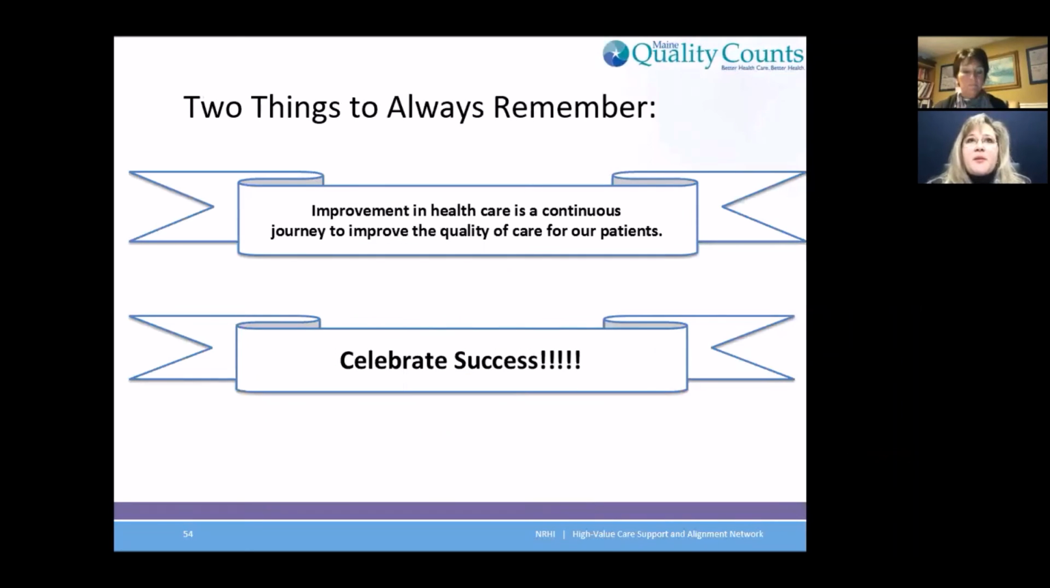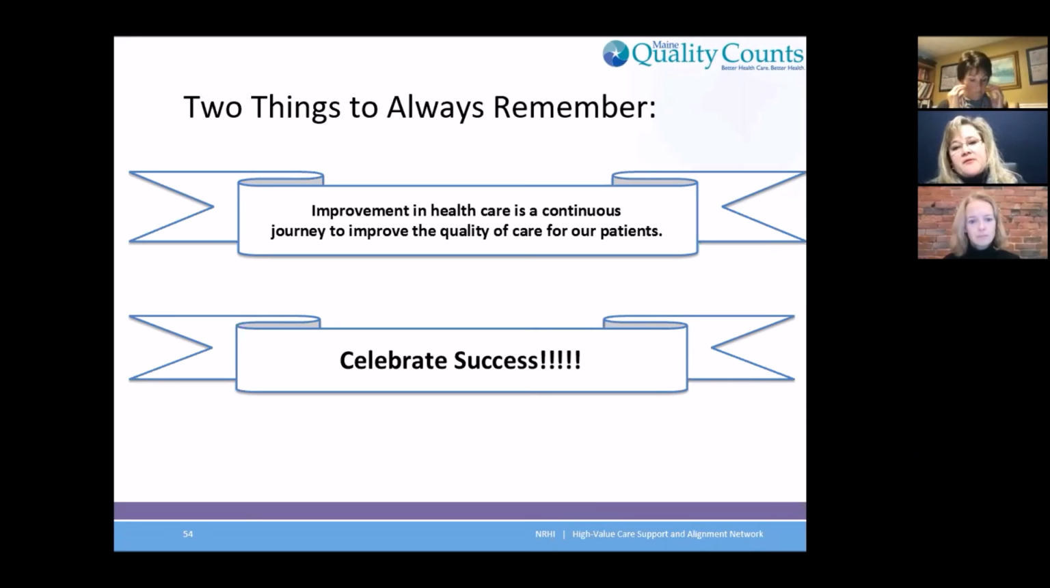And 2 things to always remember within this work, and Sue and I really believe this and are very passionate about this: it's a continuous journey to improve the quality of care for our patients, for your patients, and really celebrate success. That's so important to do in this work, and it's really how we get buy-in and involvement from everyone that we want to be part of the process. The overall goal in quality improvement is really getting that improved health of our patients and improving their quality of life. Sometimes we get into all this work in the QI piece, but really just keep in perspective that that's the why behind all that we do.